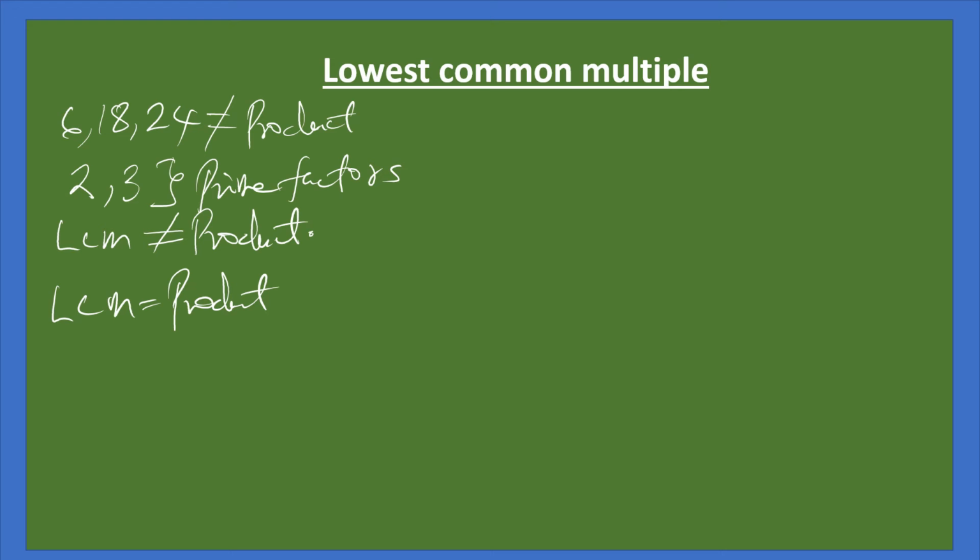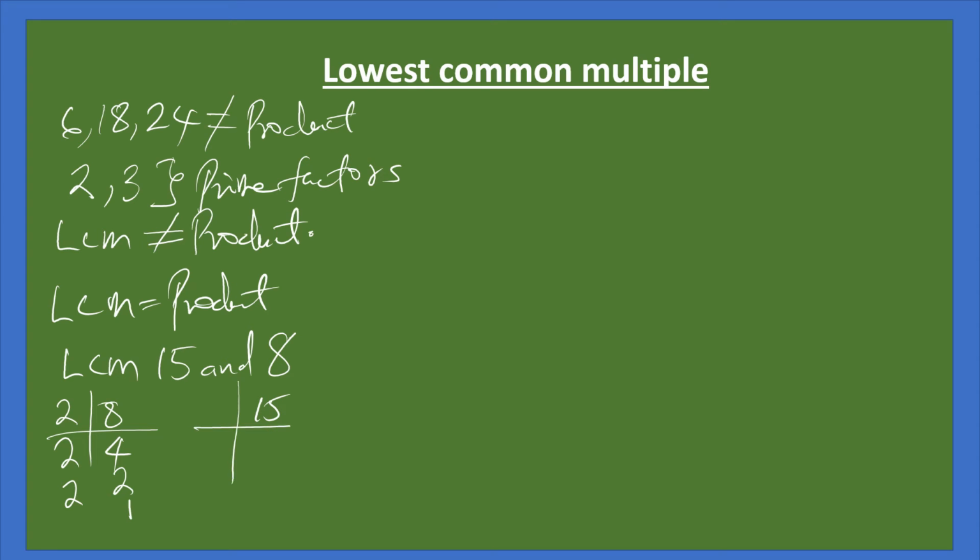Example, let's find the LCM of 15 and 8. Now, using the prime factorization method, we have that for 8, 2 can go here, you have 4, 2 can go here, you have 2, 2 can go here, you have 1. Then for 15, can 2 go? No.